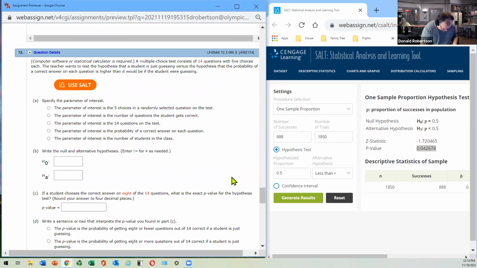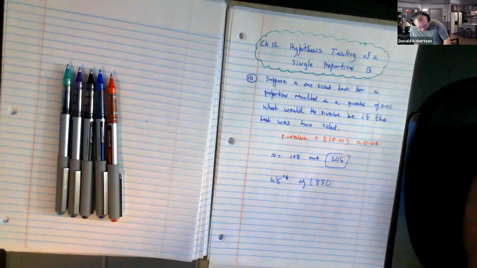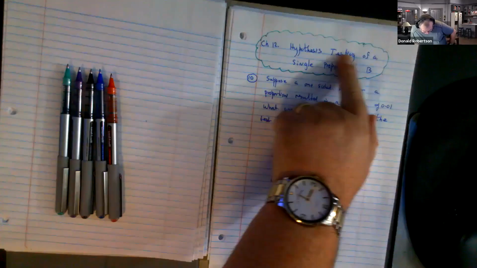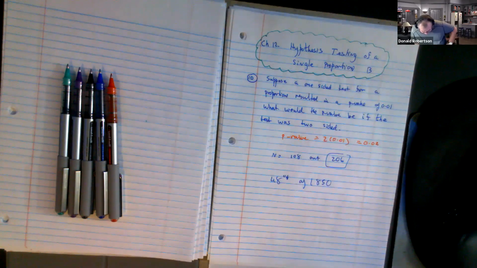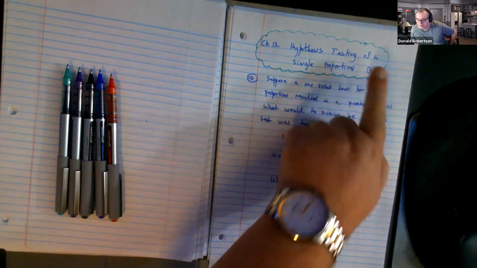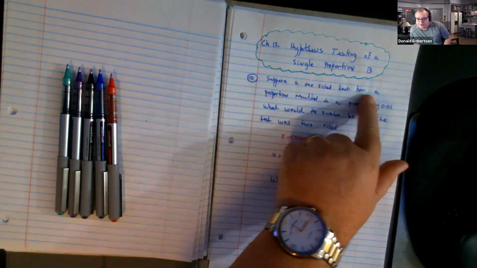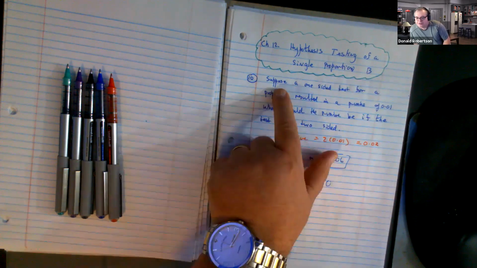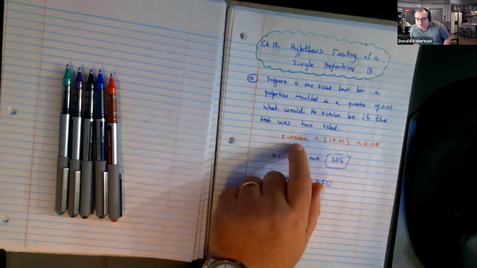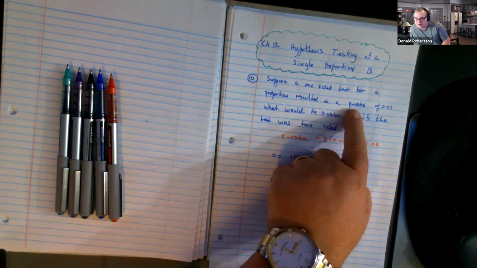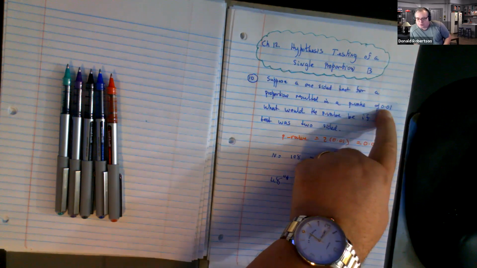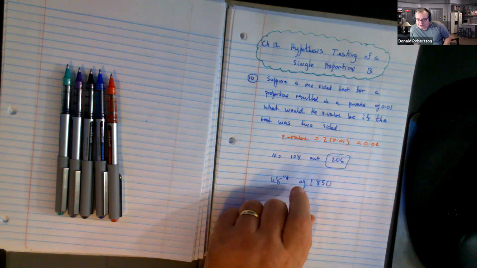Right, let's move on to our next one. In our next one, we are only going to be doing hypothesis testing, single proportion B. I've moved the other one to the last week essentially, because of time issues. This question is question 10, so I'm going to go through this pretty quickly. It says, suppose that a one-sided test for a proportion resulted in a p-value of 0.01. What would the p-value be if it was two-sided?